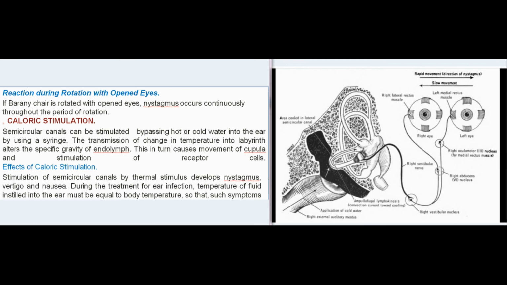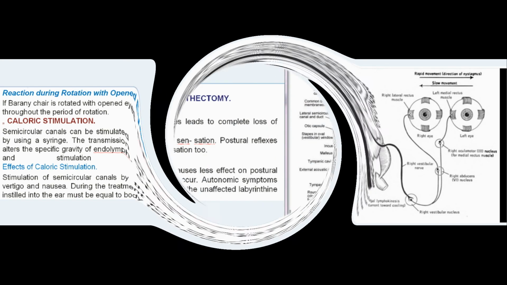Caloric stimulation. Semicircular canals can be stimulated by passing hot or cold water into the ear using a syringe. The transmission of change in temperature into the labyrinth alters the specific gravity of endolymph. This in turn causes movement of the cupula and stimulation of receptor cells. Effects of caloric stimulation: stimulation of semicircular canals by thermal stimulus develops nystagmus, vertigo, and nausea. During the treatment for ear infection, the temperature of fluid instilled into the ear must be equal to body temperature, so that such symptoms of caloric stimulation are avoided.